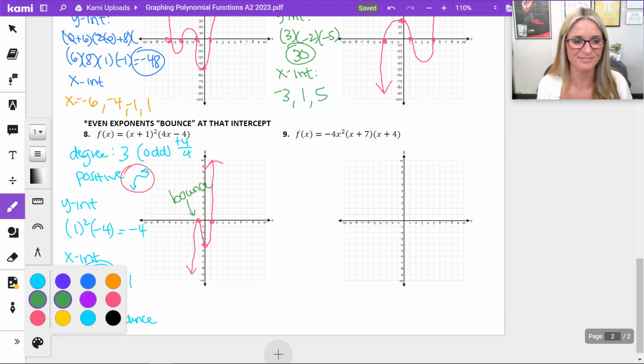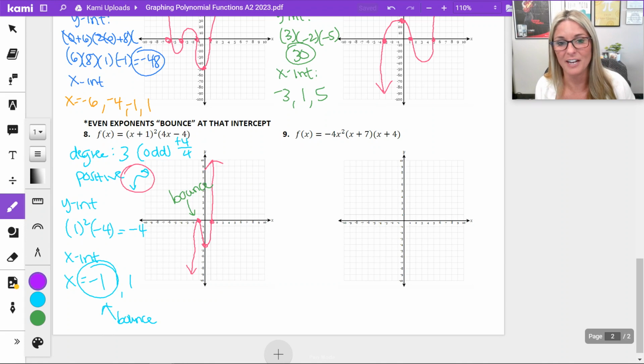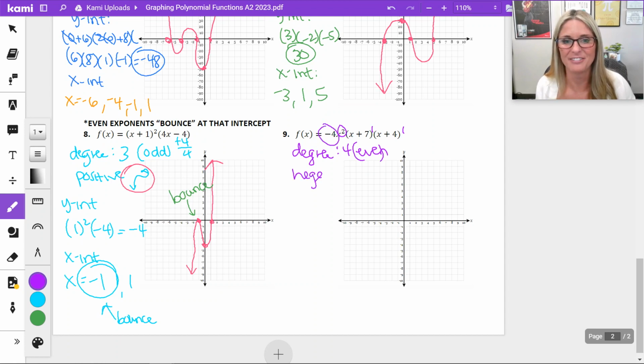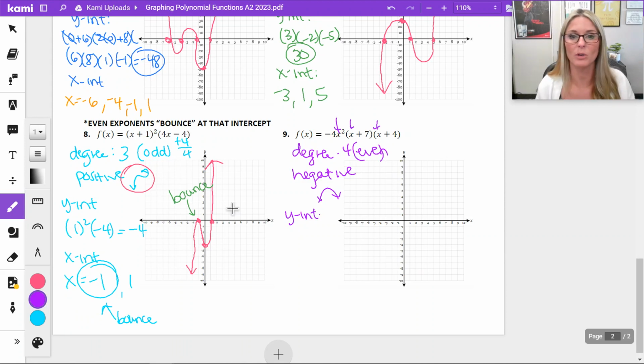Let's try again. Number 9, let's identify our degree for number 9. We've got a 2, that counts as well, 3, 4. So we have an even polynomial. Notice this time, finally an example that's negative. So both arrows are going to be down. For our y-intercept, plugging in zeros for x, notice this one works out a little bit differently because as I plug in that 0 for that first part, -4 times 0 squared is 0. That's going to be multiplied with the 7 and the 4. Our y-intercept is 0.